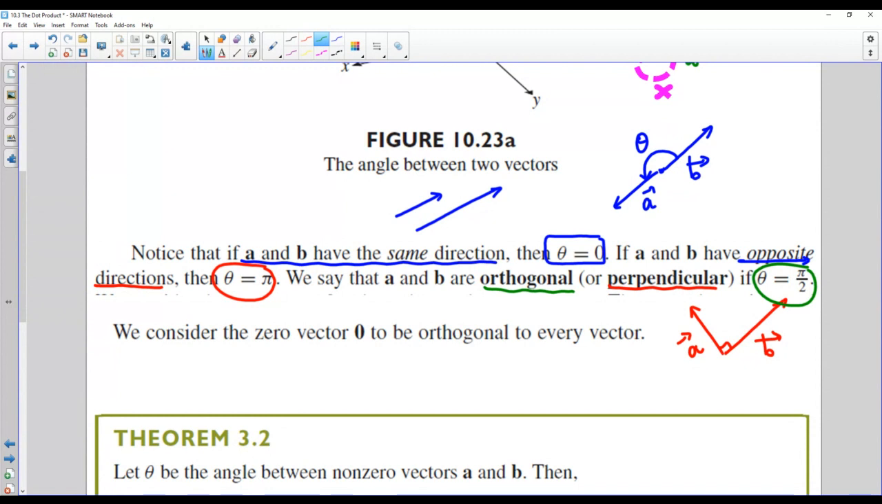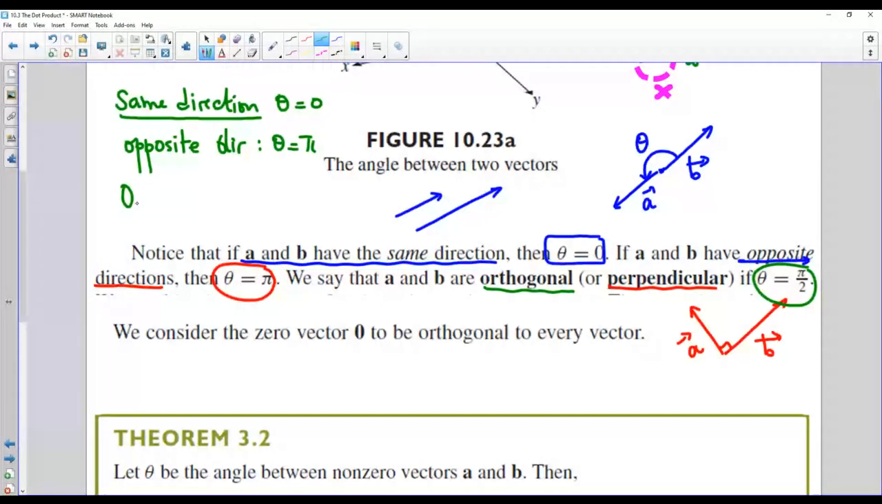These are the situations. So same direction, theta is equal to 0. I could write that: same direction, theta is 0. Opposite direction, theta is pi. And then finally, orthogonal or perpendicular, then theta is pi over 2. So these are the three situations.